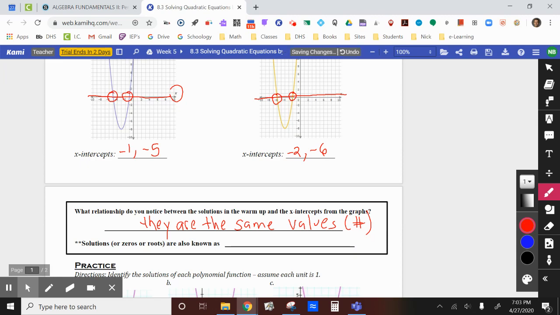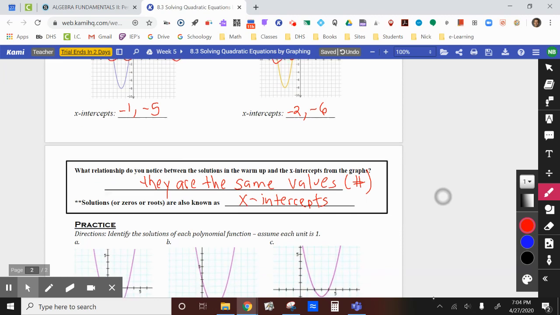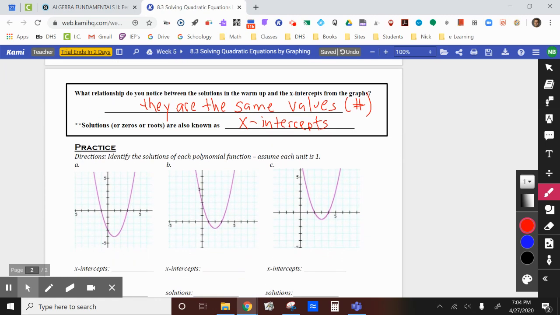Okay, so that means that solutions or zeros or roots are also known as x-intercepts, right? All those words I just said mean the same thing. Solutions, zeros, roots, or x-intercepts all mean the same thing, okay? So now let's look at a couple more graphs here. The directions say to identify the solution of each polynomial function, and we're going to assume that each one of these little units or little lines is 1.